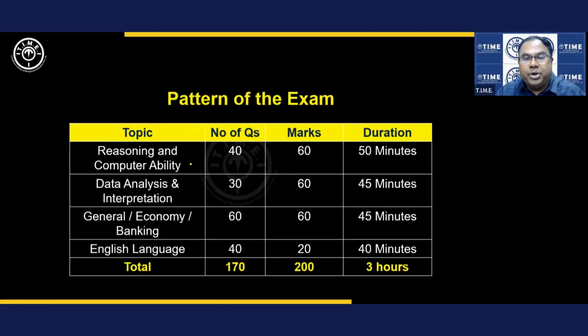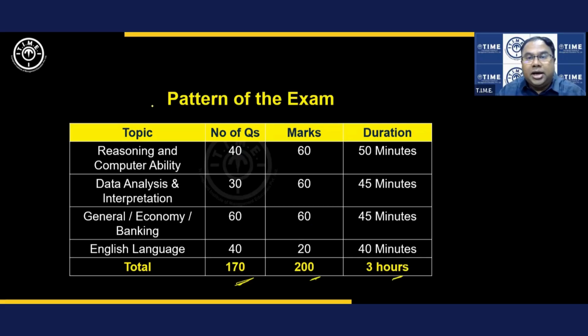Reasoning and computer ability, 40 questions, 60 marks, 50 minutes. Data analysis and interpretation, 30 questions, 60 marks, 45 minutes. General economy, banking, 60 questions, 60 marks, 45 minutes. English language, 40 questions, 20 marks, 40 minutes. Total 170 questions, 200 marks, 3 hours. That is 180 minutes duration.